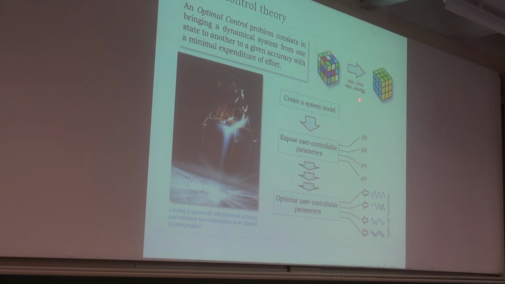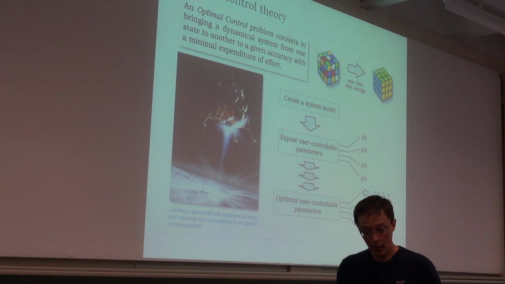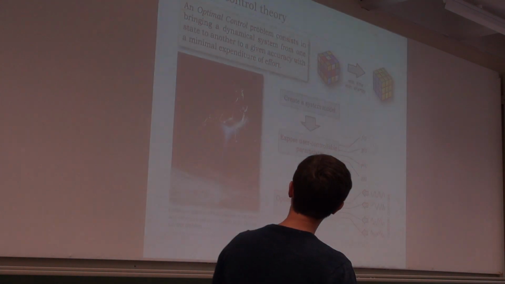So minimum time, minimum energy, minimum something else to achieve a certain objective from a certain initial condition. What you do is you create a system model, meaning mathematics. You expose user controllable parameters, steering signals in this case, but something as simple as sugar concentration if you're doing alcohol distilling. And then optimize them, and you obtain something called optimal control, and this is a function that goes into your steering machinery that ensures the maximum accuracy or the maximum efficiency or whatever it is that you have set out to obtain. So again, a significant mathematical problem.